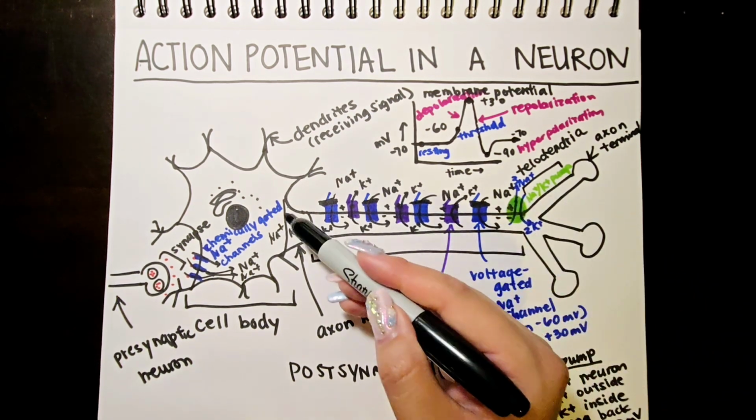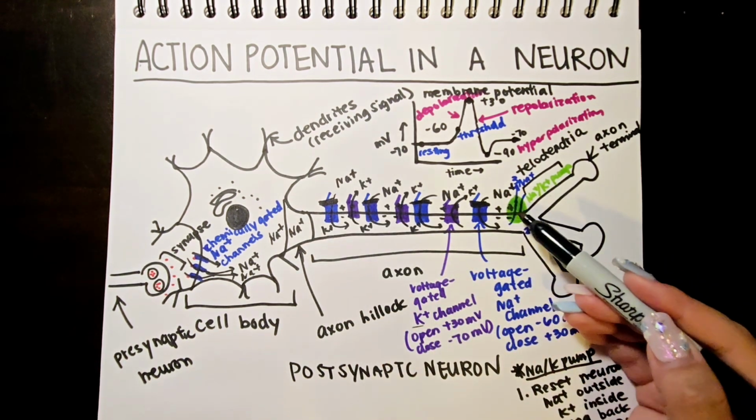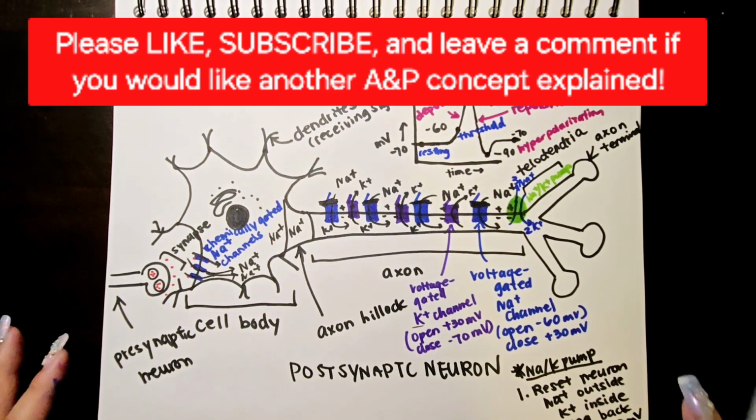So now what happens when an action potential has been fired down the axon towards the axon terminal? I will then talk about that next.